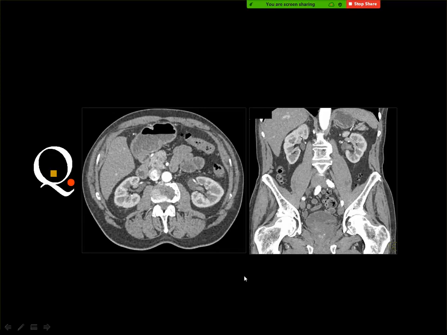What do you think? Normal study? Normal kidney. Are you sure? Kidney is normal. Urinary bladder lesion. And the renal bladder is not well projected here, but yes.